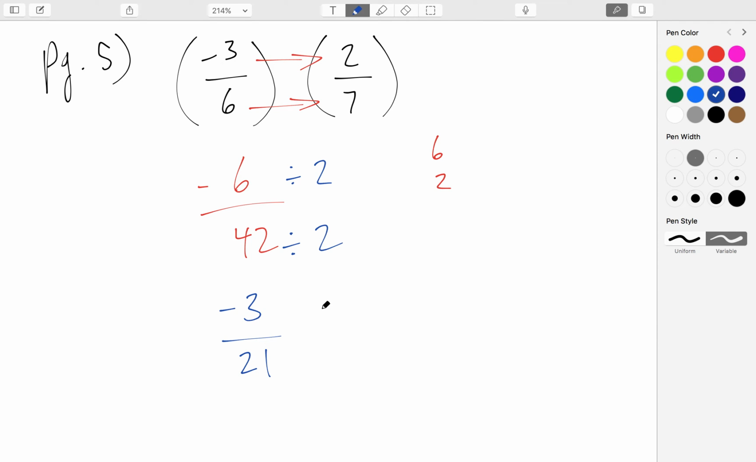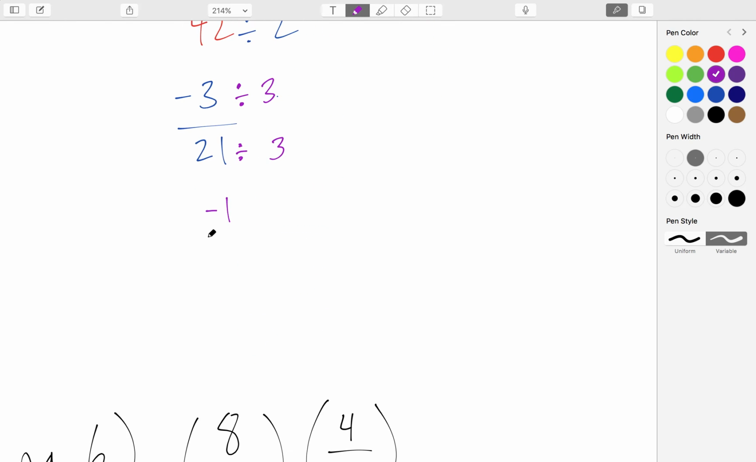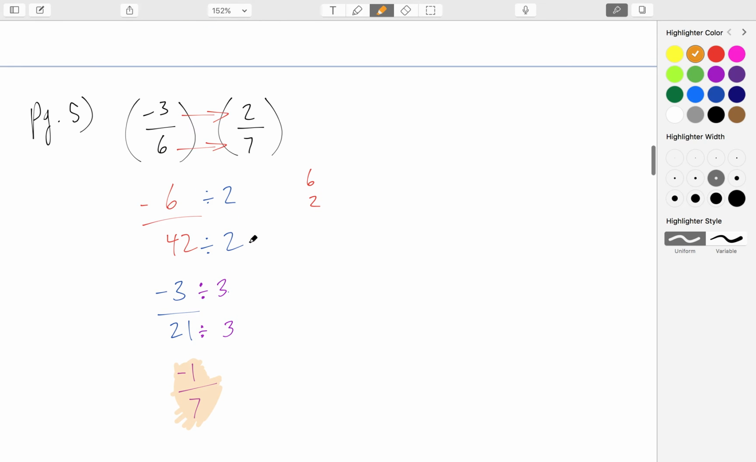Now, these aren't even, but there is a number that can go into 3 and 21. So let me switch the color. What goes into 3 and what goes into 21? Think about it. And yep, it is 3. 3 goes into negative 3, negative 1 times. 3 goes into 21, 7 times. Whenever you hit having a negative 1 or a 1 over something, you will never find anything else to simplify it to. So this should be a red flag that you are done with simplifying. Pause the video if you need a copy, and then move on to page 6.